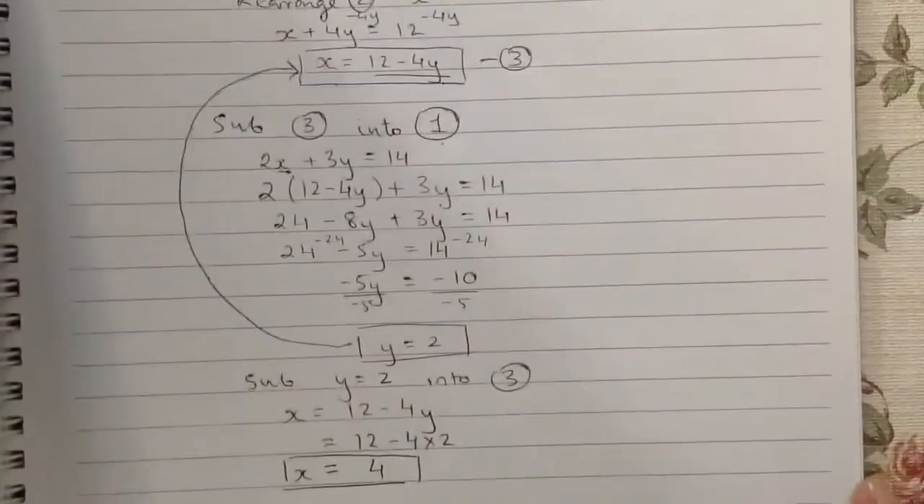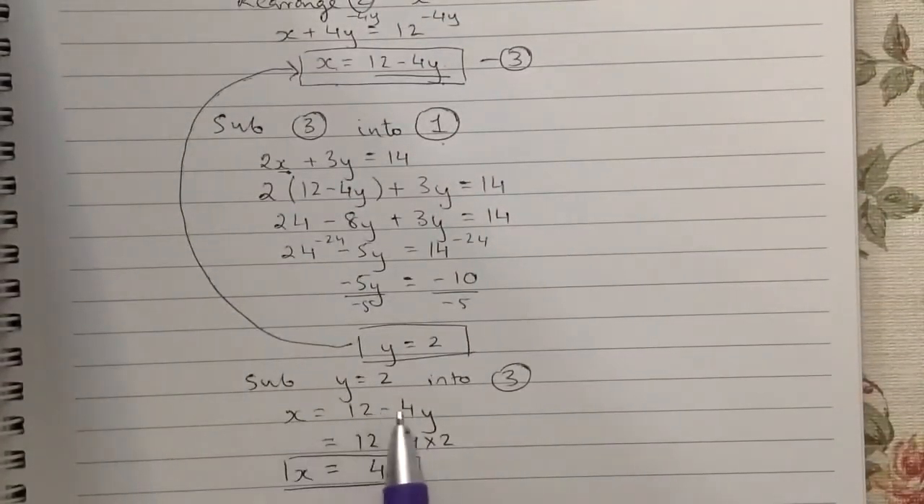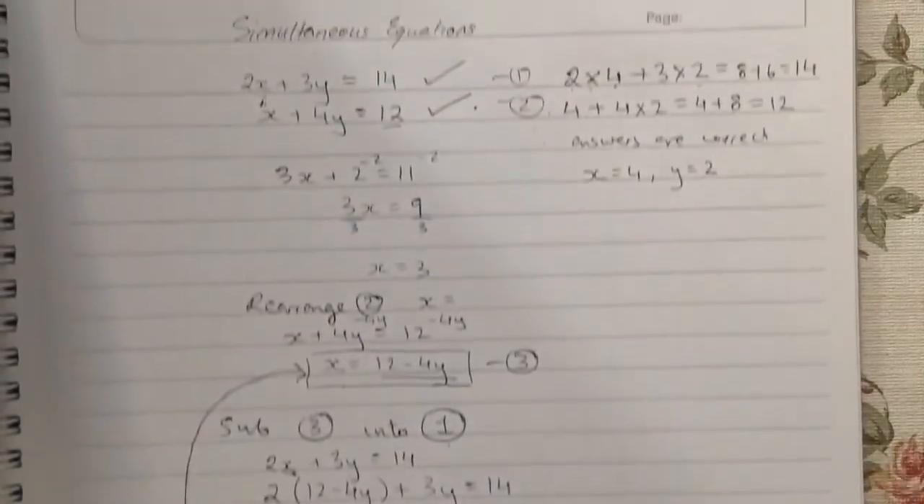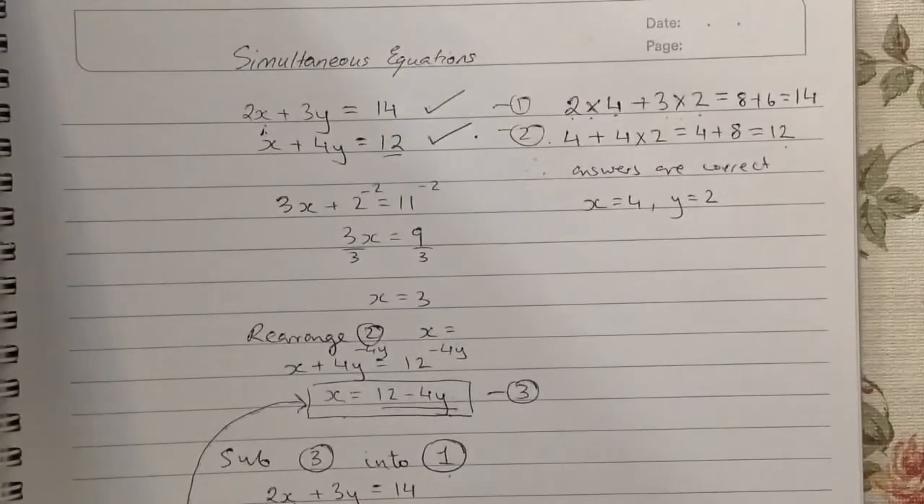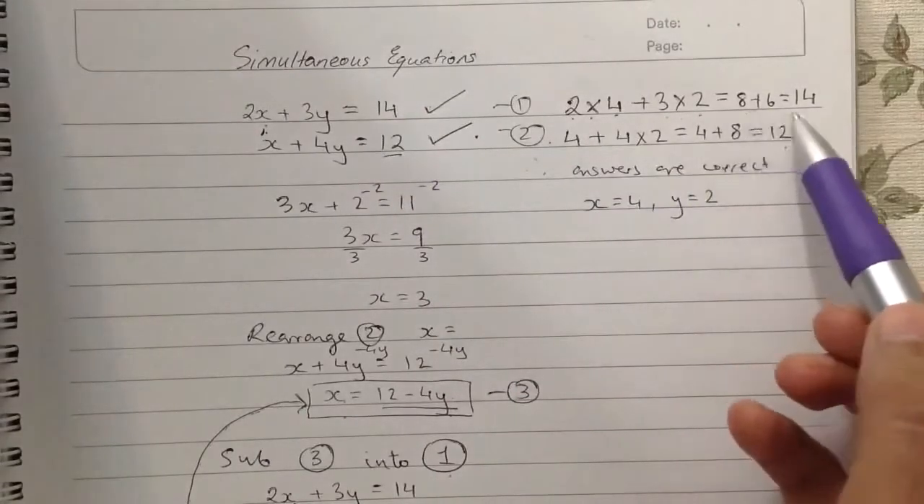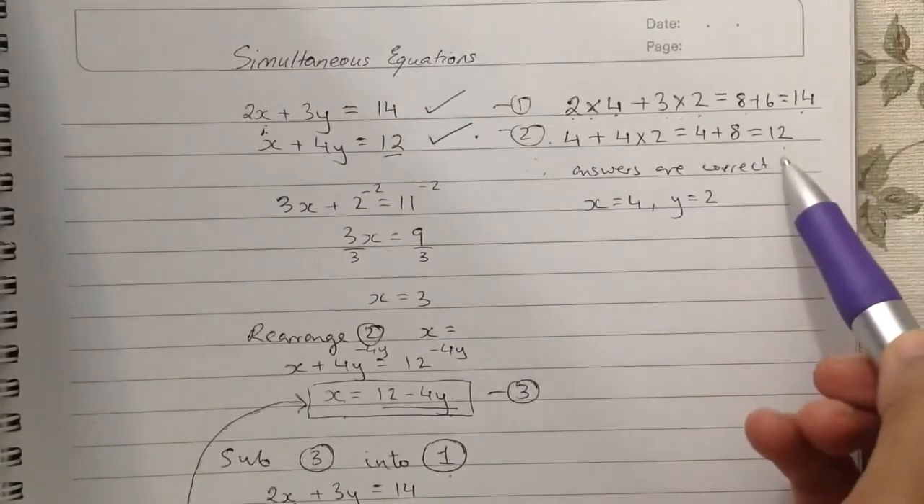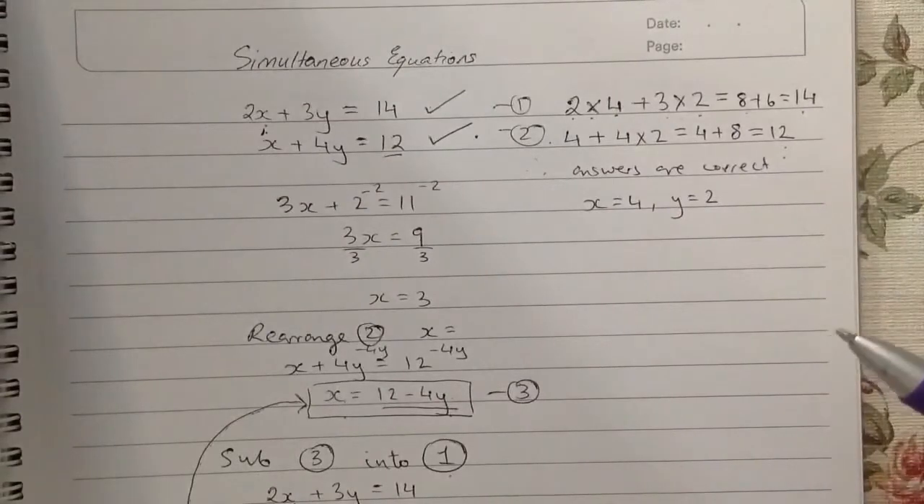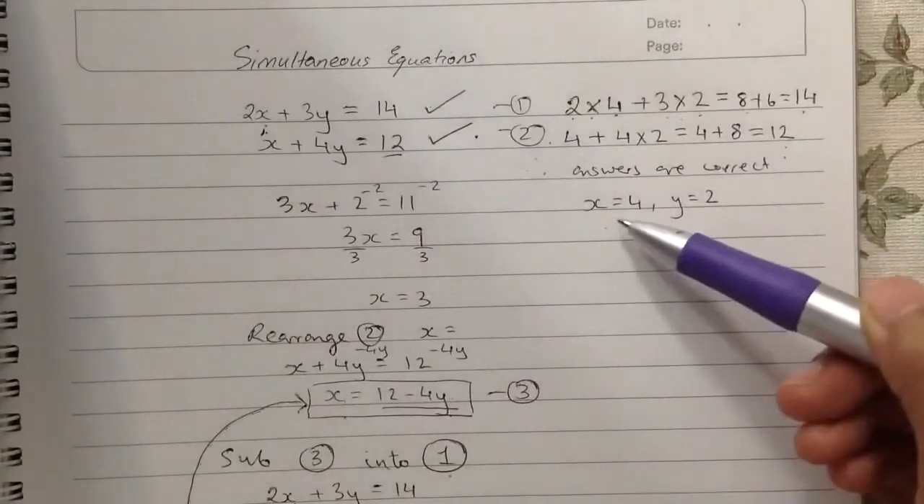So once we sub that in, x was 12 minus 4y. 12 minus 4 times 2 gave us x equals 4. And finally, we checked if our answers were correct by subbing in x equals 4 and y equals 2, our answers, into the original equations. And that did give us 14 and 12. And therefore we could conclude that our answers were indeed correct.